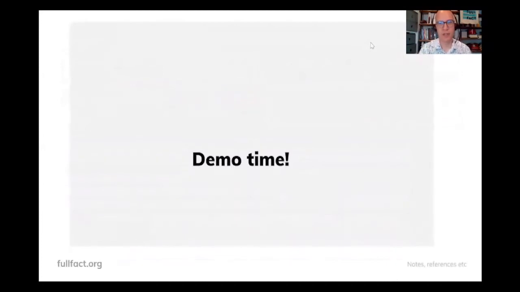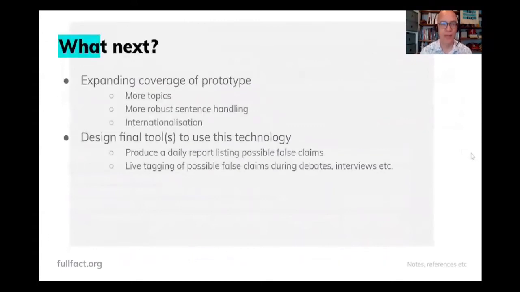So I hope that demo gave you some flavor of what the system can currently do. What's next? We are planning to expand the coverage of the prototype to do more topics such as GDP, as well as to do more robust sentence handling, including cases when there are more than one claim in one sentence. And also looking at internationalization, particularly adding in multiple languages beyond just English. All this will take time to do, but we are planning to do this work over coming months.